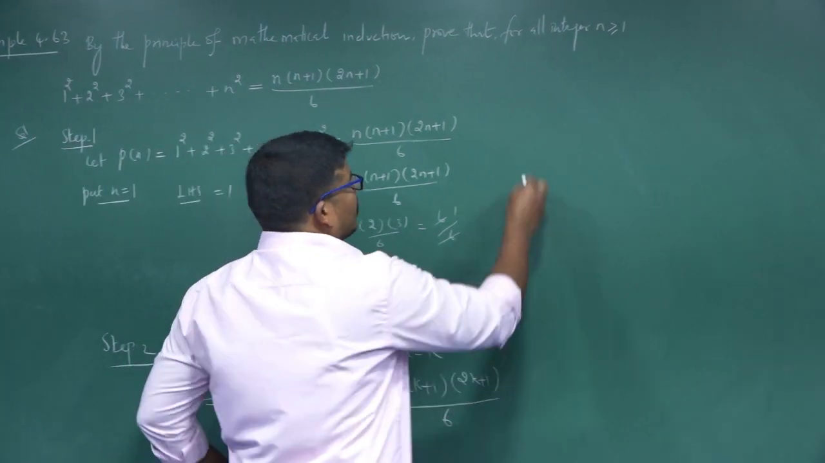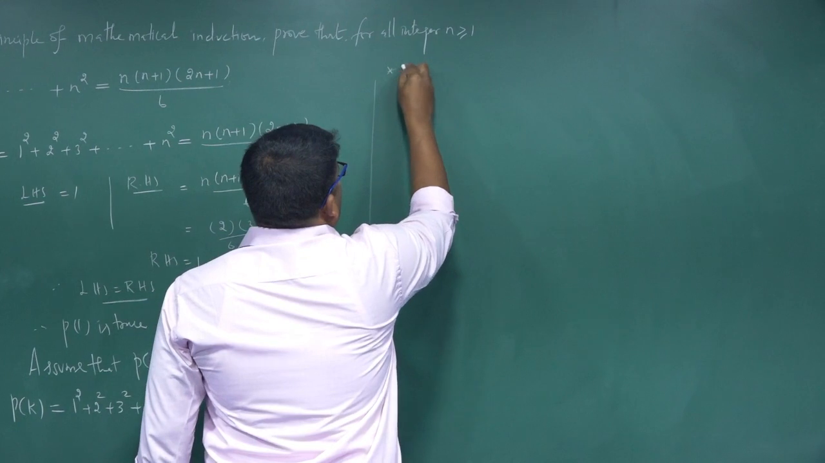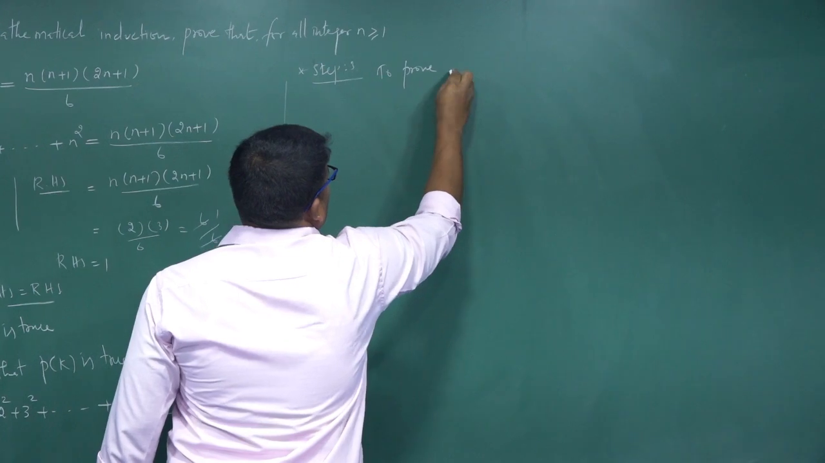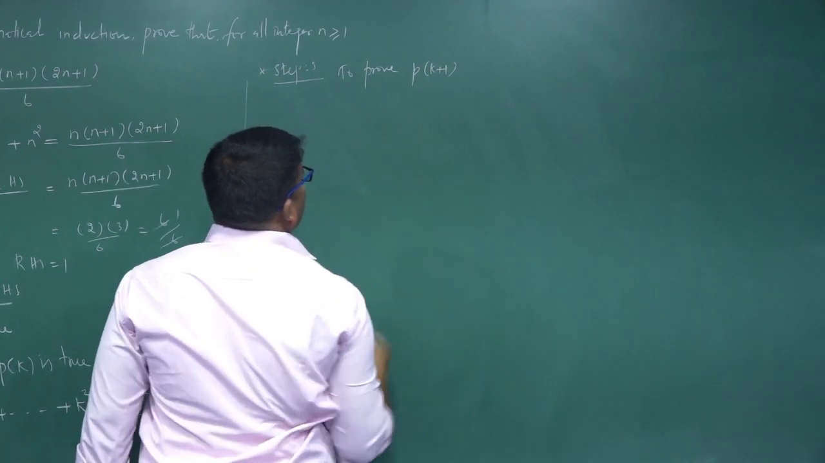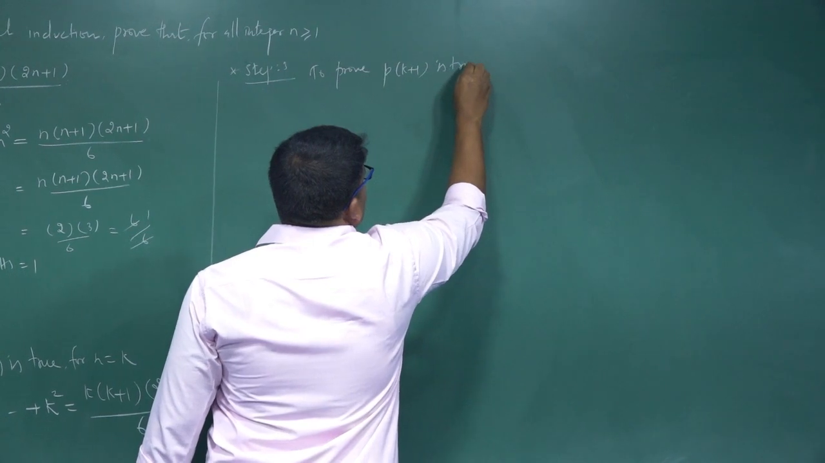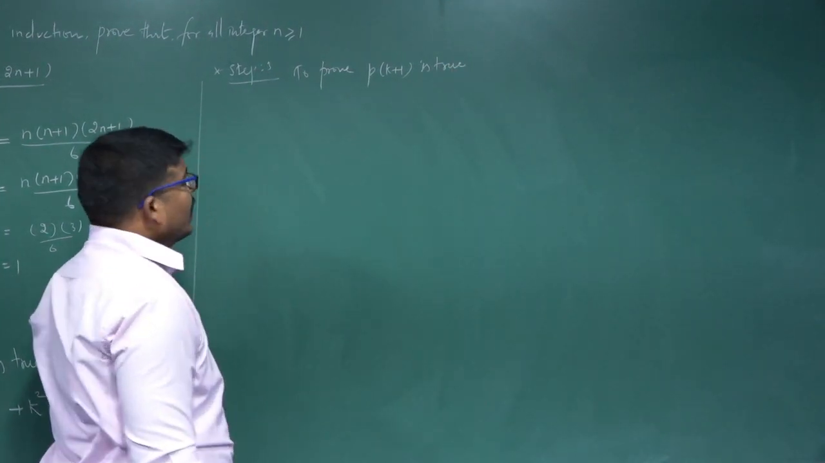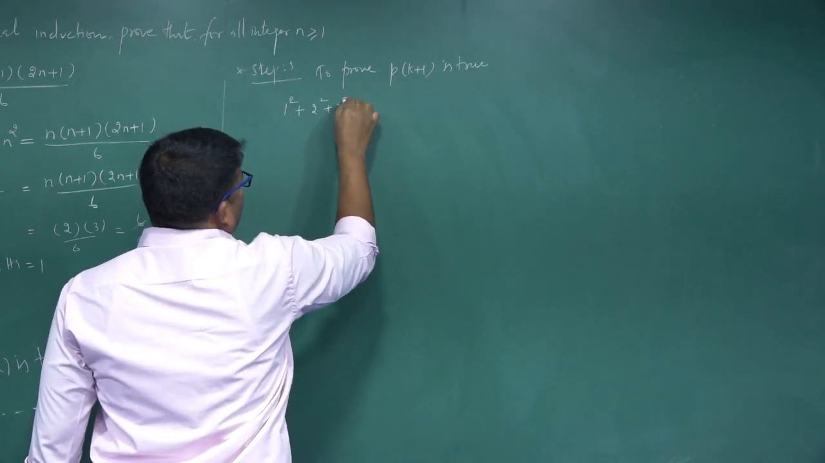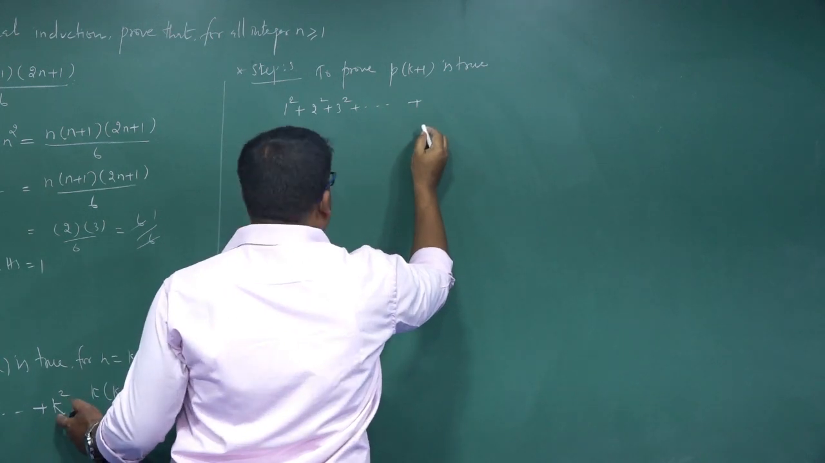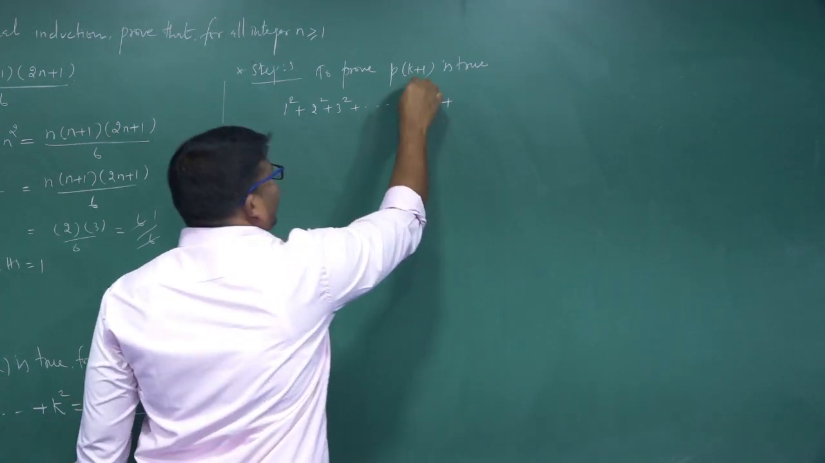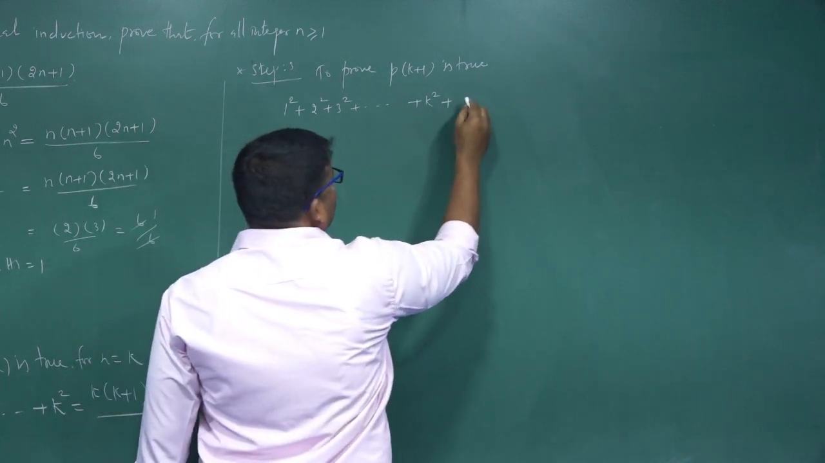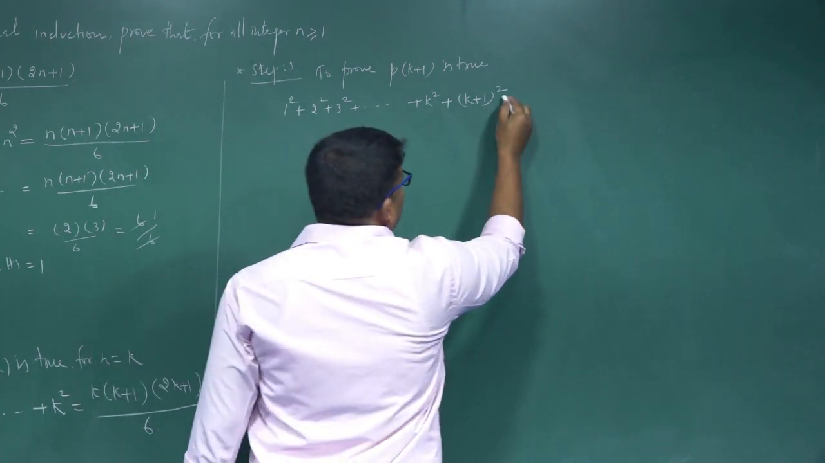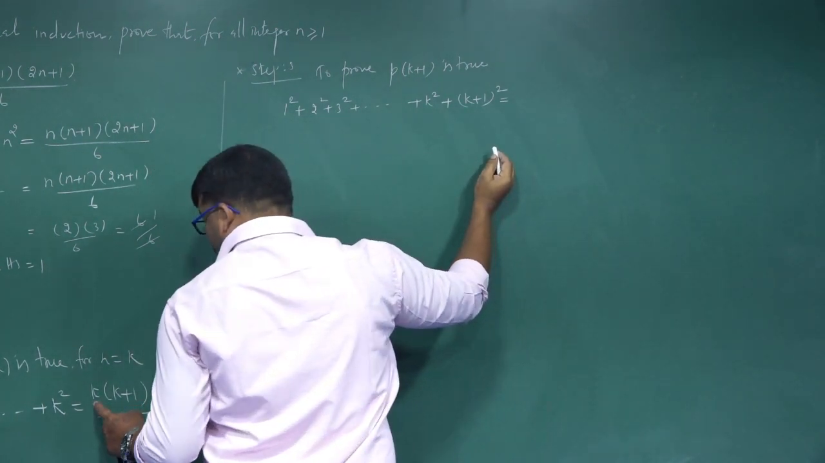Next, step 3: to prove P of k plus 1 is true. Write P of k as 1 square plus 2 square plus 3 square and so on, plus k square. Put the value n equal to k plus 1. That gives k plus 1 whole square on the left.